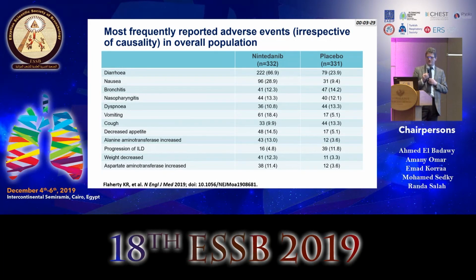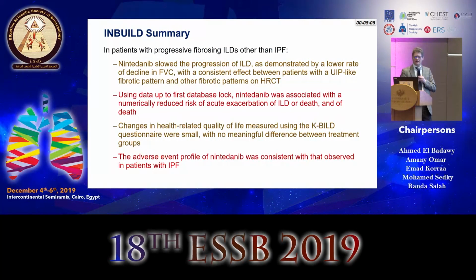The adverse effects were about the same, with one exception. We had more patients who had an increase in their liver enzymes. We don't know why we see this in these patients, and it still has to be looked at why this is the case. So, nintedanib also works in other kinds of fibrosing lung diseases which go along with fibrosis, and it works whether they have a UIP pattern or not on the CT scan.